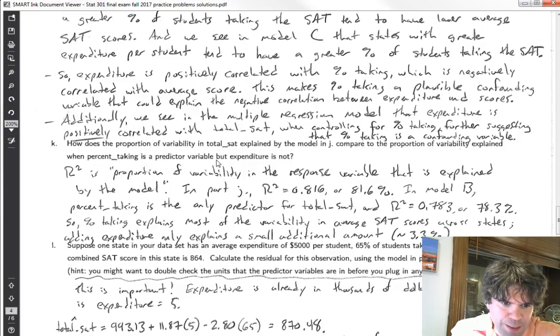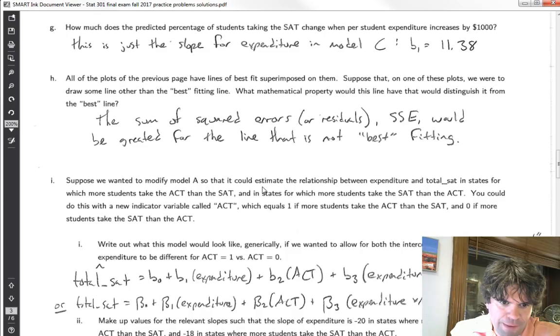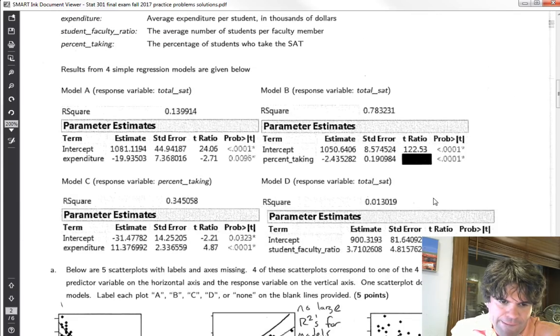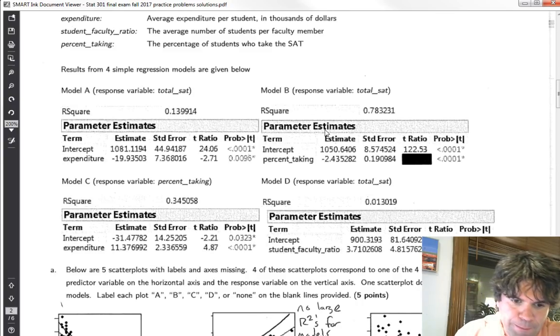When percent taking is a predictor variable but expenditure is not. Okay, that's Model B. Percent taking, total SAT score. This is the one where expenditure is not in the model. And I've got a really small p-value, and there's my R-squared, 0.78. So this is that one with a really big R-squared.